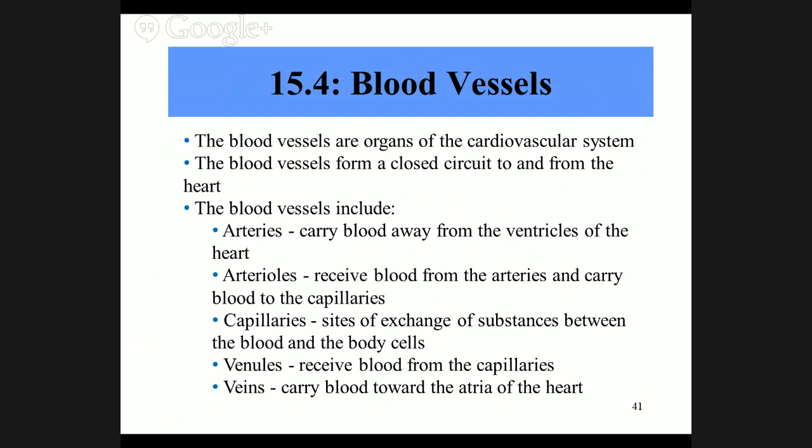The slide talks about blood vessels. They're organs of the cardiovascular system. They form a closed circuit to and from the heart. They include the arteries that carry blood away from the ventricles of the heart, the arterioles that receive blood from the arteries and carry it to the capillaries. Capillaries are the site of exchange of substances between the blood and the body cells, especially the carbon dioxide and the oxygen. The venules receive this deoxygenated blood from the capillaries, and the veins carry that blood toward the atria of the heart.